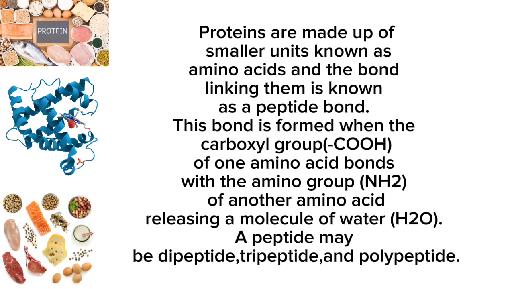Proteins are made up of smaller units known as amino acids, and the bond linking them is known as a peptide bond. This bond is formed when the carboxyl group COOH of one amino acid bonds with the amino group NH2 of another amino acid, releasing a molecule of water, H2O. A peptide may be a dipeptide, tripeptide, or polypeptide.